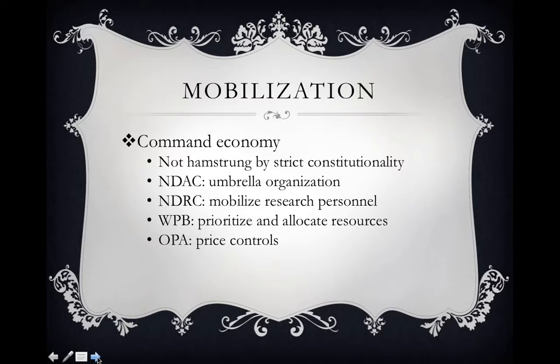For example, the NDAC, the National Defense Advisory Commission, was an organization that was in charge of mobilization in general. So that was the commission that was in charge of organizing resources that were available. There would be sub-organizations, but the NDAC was the directing arm of the federal government in trying to utilize the resources most efficiently.